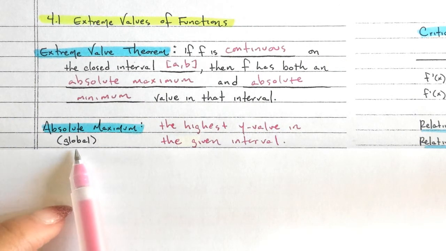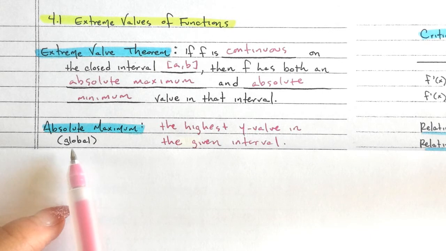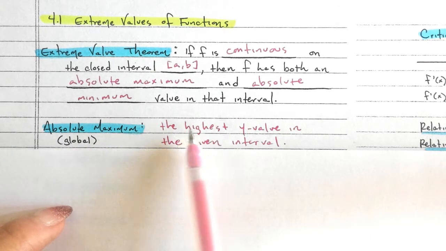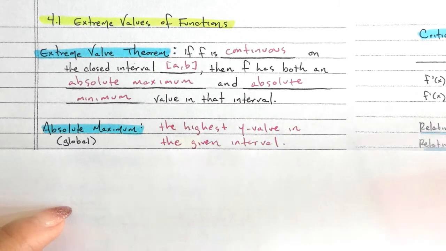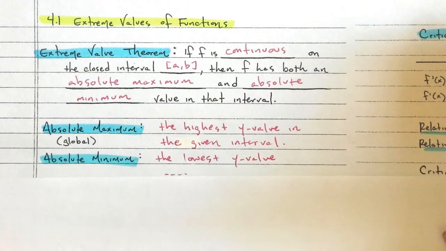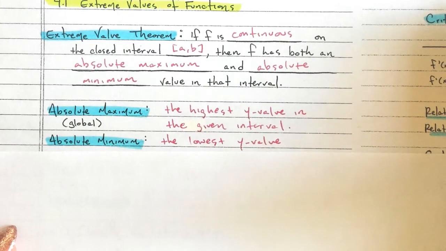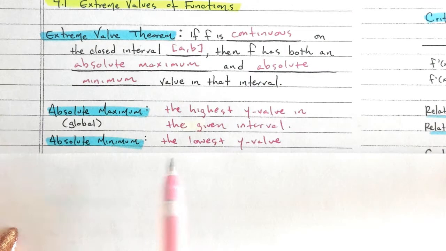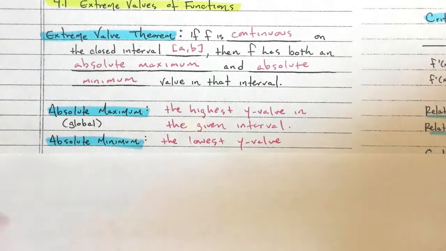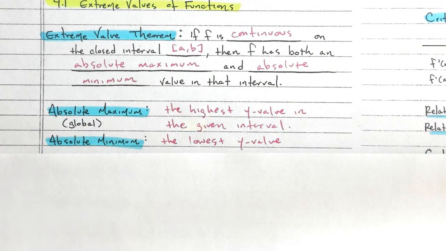They're also called global, so sometimes you'll see global maximum. That's the highest y value in the given interval, like we talked about. And absolute min is the lowest y value. It's also called a global minimum. Globe makes sense, right? It's everything. So absolute and global are the same thing.